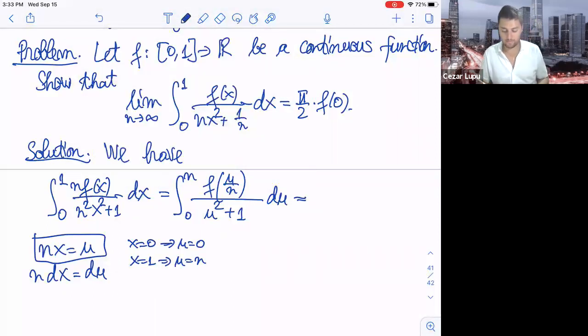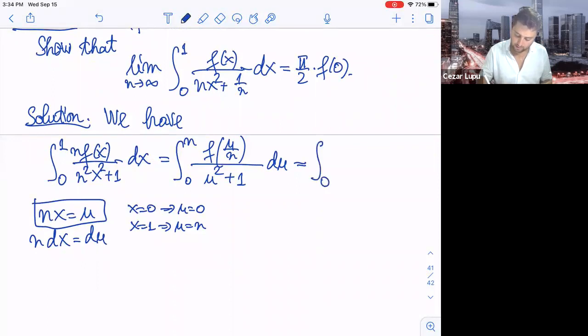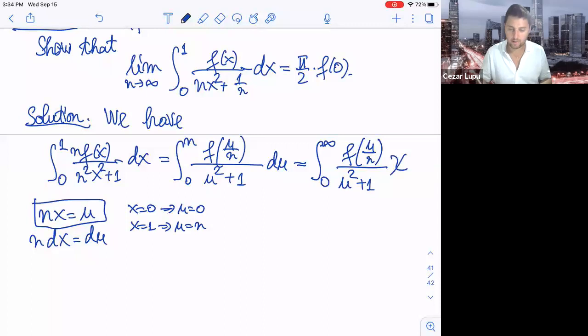So this guy here can be written as, so if we pass to the limit, I can express this as the integral from 0 to infinity of f of u over n over u squared plus 1 times chi of 0 n of x, of u, sorry, du.